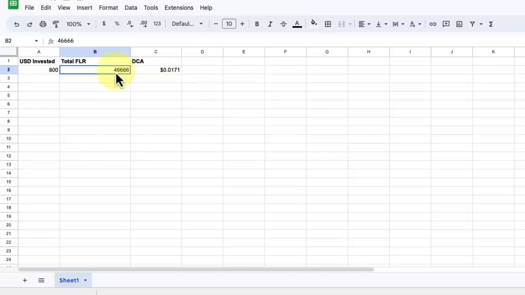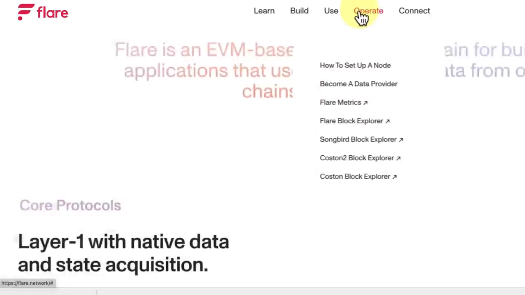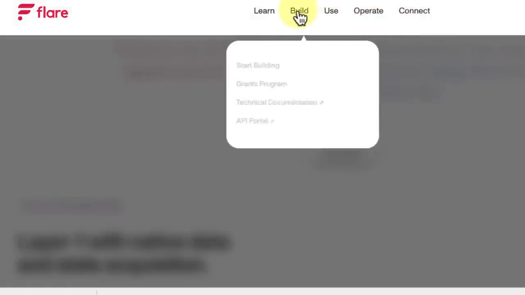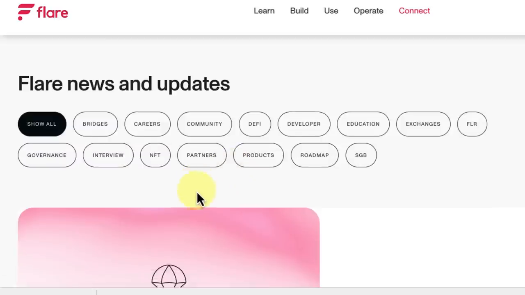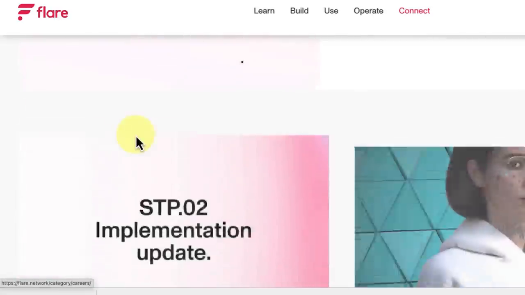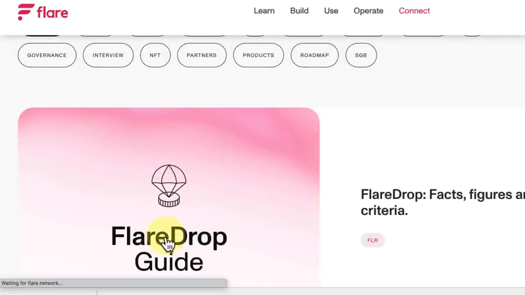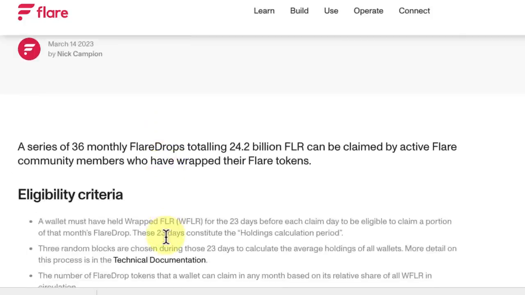And you have this many tokens in here wrapped for your next airdrop distribution, which will be a month from the 15th. And there's a schedule on it you can pull up on the Flare website as well if you want to see the exact dates. I found it under Flare News. What do we got here? Here it is right here, Flare Drop Guide. Click on Flare Drop Guide, and here's a nice schedule.